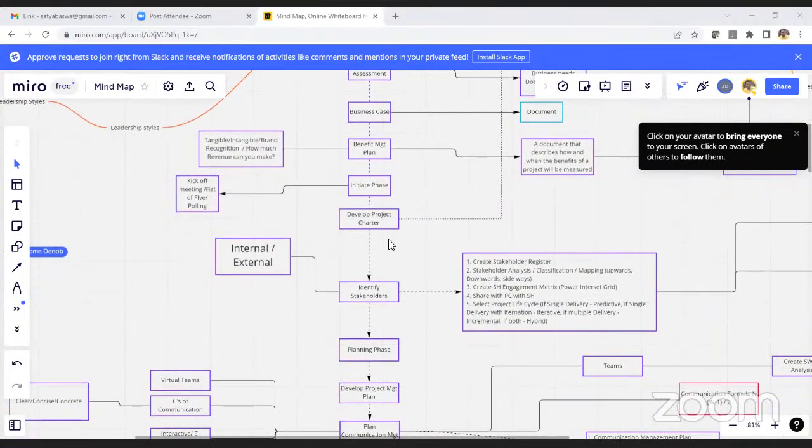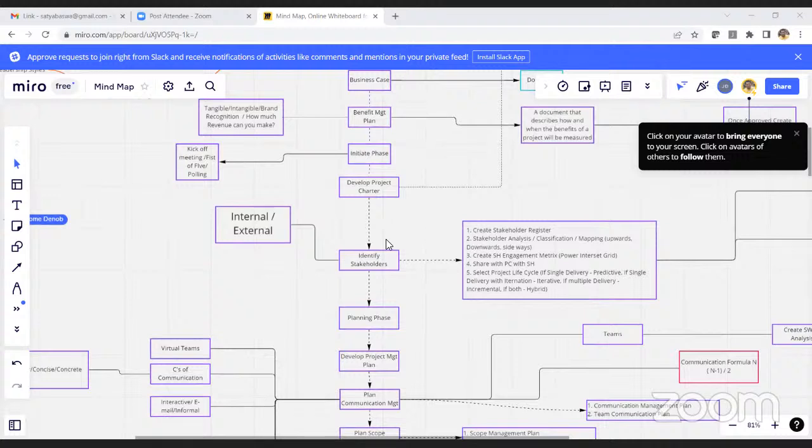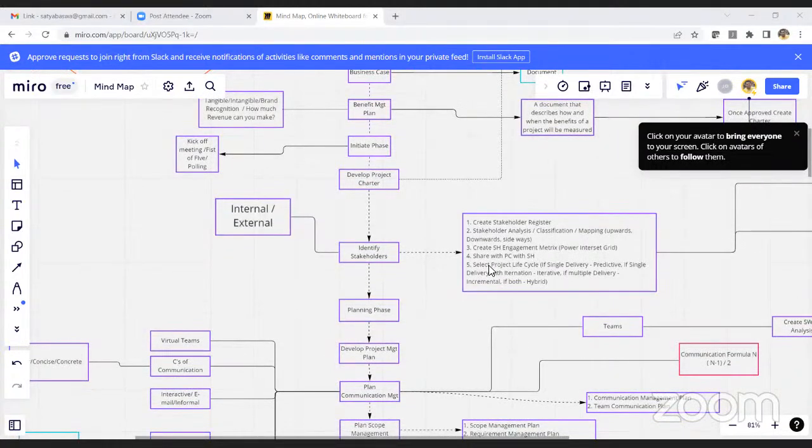So once the project charter is created, we identify the key stakeholders. In key stakeholders, we create the strategies, stakeholder register, and stakeholder analysis and classification mapping, then create stakeholder engagement metrics using the power grid, share the project charter with the key stakeholders, and select the project type.